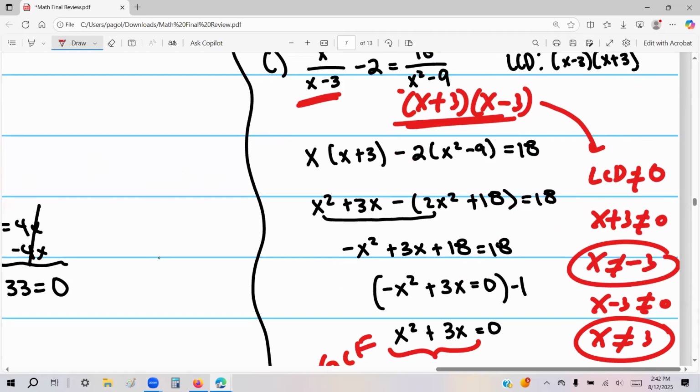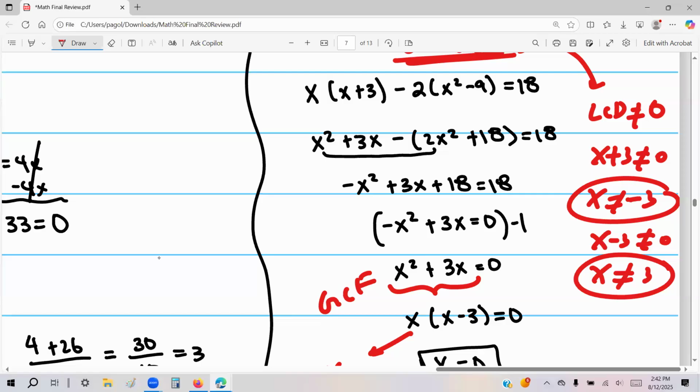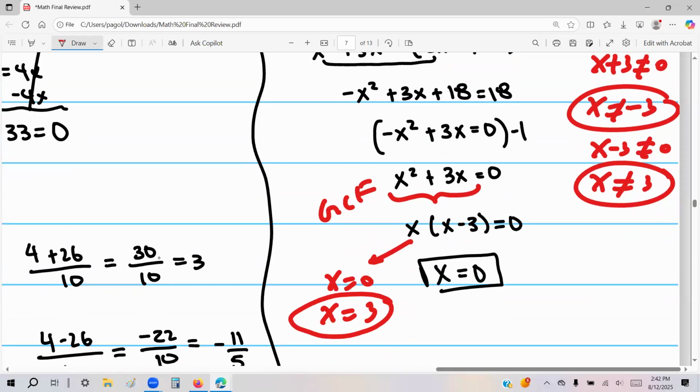What causes the problem is negative 3 or positive 3. But look, one of the solutions they are telling us is positive 3. It's not possible. This makes the denominator 0. We are saying here x cannot be negative 3 or positive 3. So the only solution that is allowed is x equals 0.